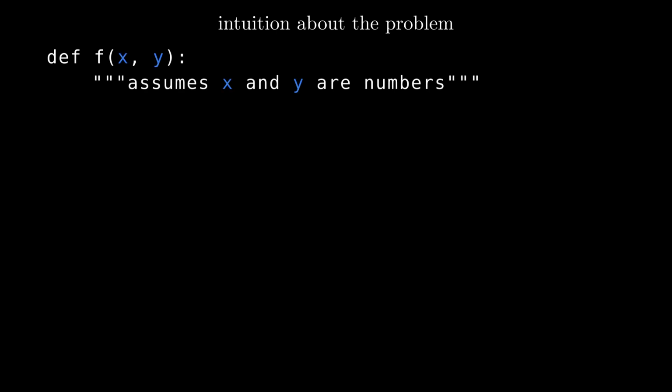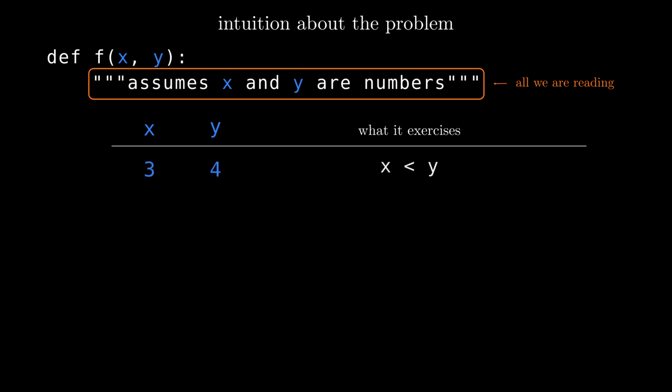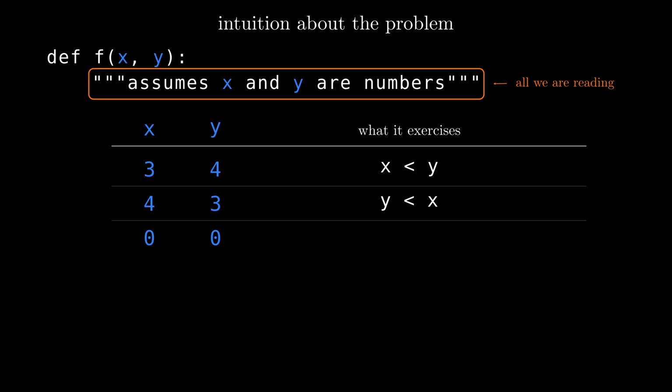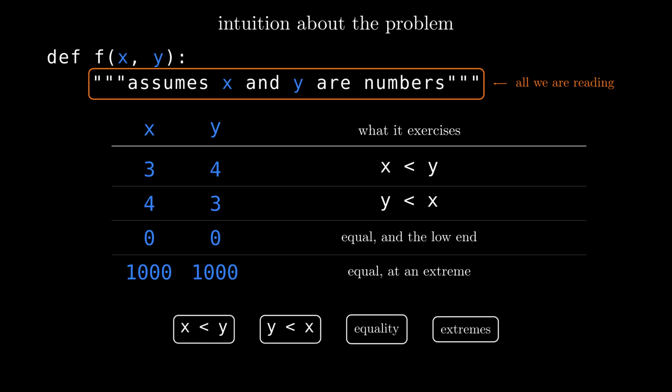The most natural source of test cases is intuition about the problem. Read the docstring and ask which values are interesting. For a function of x and y, 3 and 4 gives you the case x less than y. 4 and 3 flips it to y less than x. 0 and 0 makes them equal and pins the low end. 1000 and 1000 makes them equal at an extreme. 4 pairs, and between them you have covered less than, greater than, equality, and the extremes.